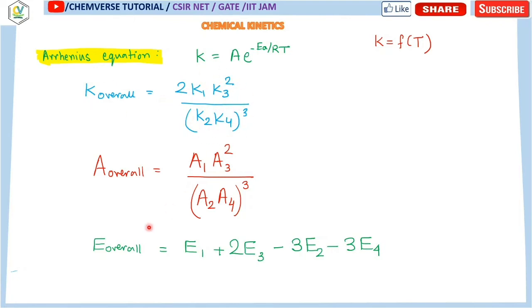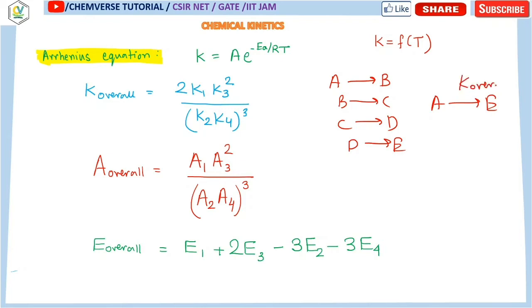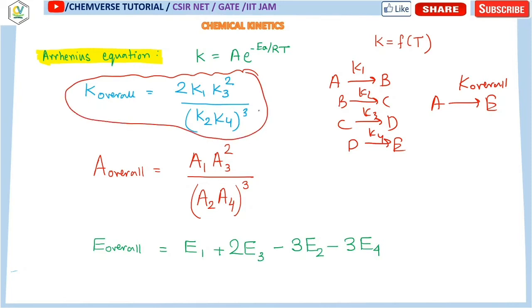of the different steps. Suppose there is a reaction from A to B, then B to C, then C to D, then D to E. Okay, so the overall reaction is A to E, and that reaction has the overall rate constant K overall. And for this case, it is nothing but K1, the rate constant of the first step, K2, K3, K4. Now the relationship between K overall and this K1, K2, K3 and K4 is written over here. There is a relationship between them.